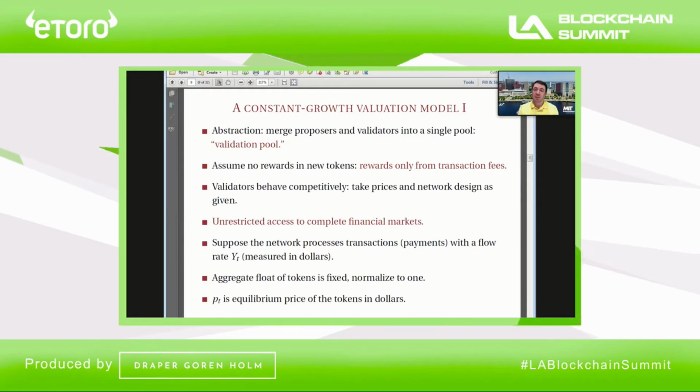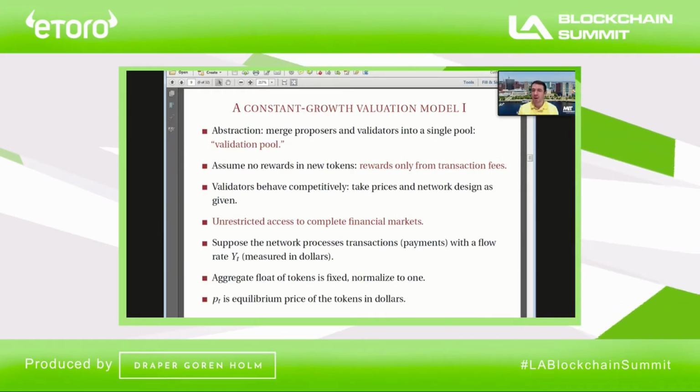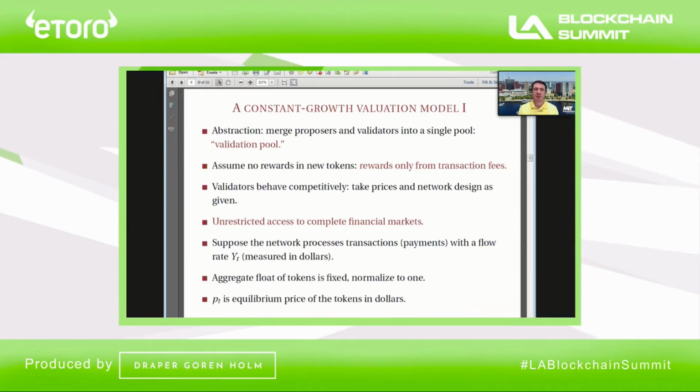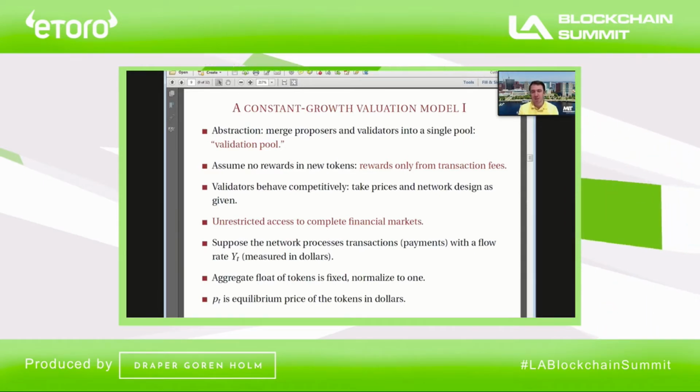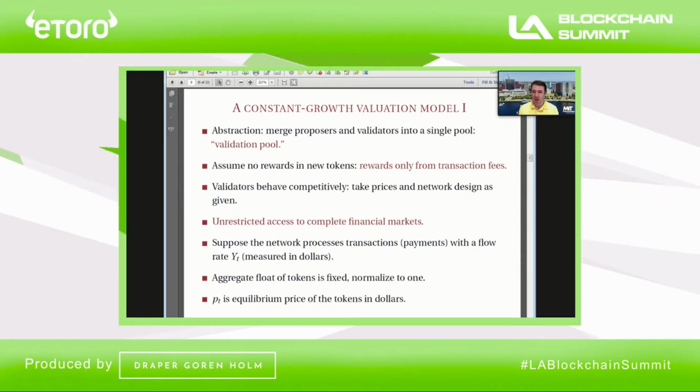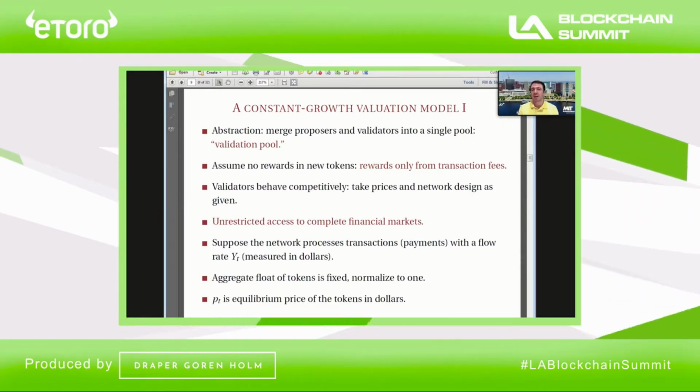We assume that validators behave competitively, meaning that they take prices as given, and they also take network design as given. They're not trying to change the protocol. And again, importantly, validators have unrestricted access to a complete financial market. It means that they can trade in all sorts of financial securities. Any stream of cash flows you could imagine can be priced in this environment. And the result is that network participants here are going to value different streams of cash flows, which we'll discuss, in relation to their opportunities in the financial market.